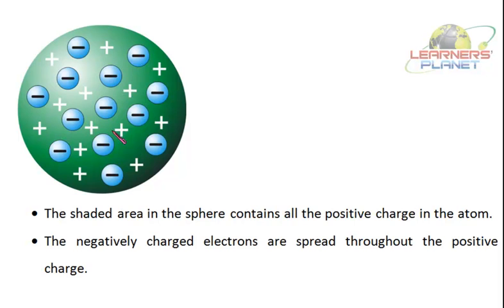See, this is the Thomson model. The shaded area in the sphere contains all the positive charge in the atom. The negatively charged electrons are spread throughout the positive charge. So all the positive charges are in this green area, and the negative charges are embedded in it. So this was the model proposed by Thomson, and he also suggested that the total negative charge is equal to the total positive charge, so that an atom is neutral.